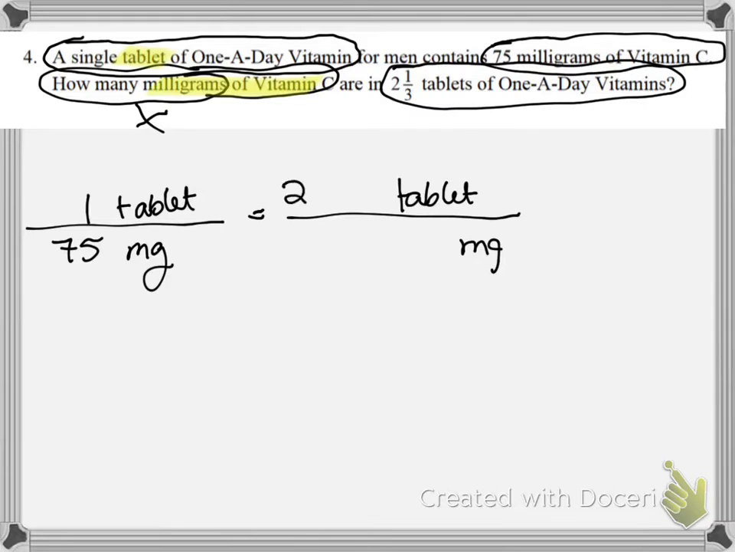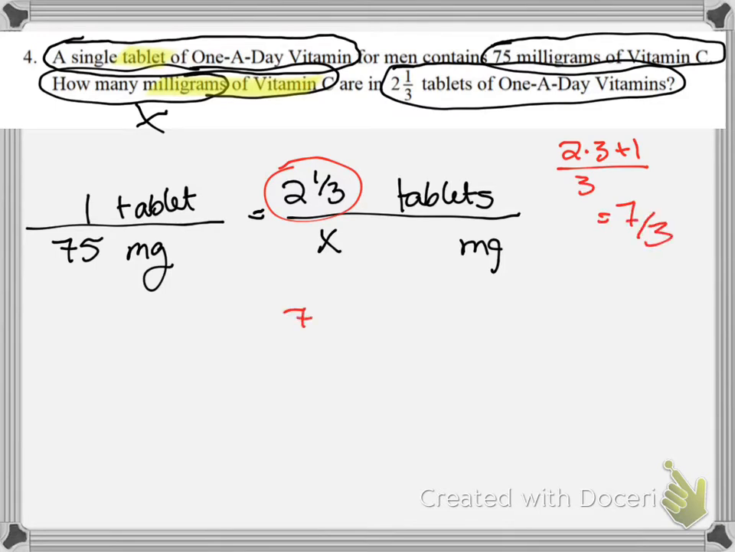Okay, so let's fill this out. So the other number that we're given is 2 1/3 tablets. And then we're asked to find the number of milligrams of vitamin C that would be contained in that. Hopefully you can see that this is a mixed number. So the first thing we have to do, we're going to have 2 times 3 plus 1 over 3, 7/3. Okay, so the first thing we're going to have to do is to convert our mixed number to an improper fraction. And then, having done that, we can solve our proportion.